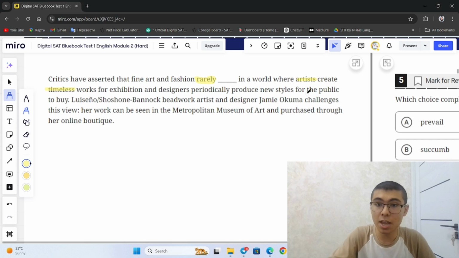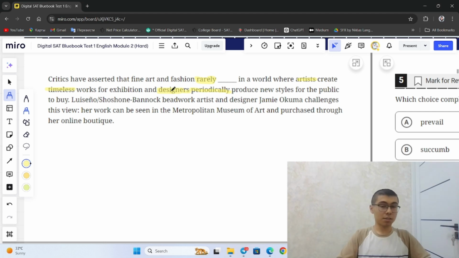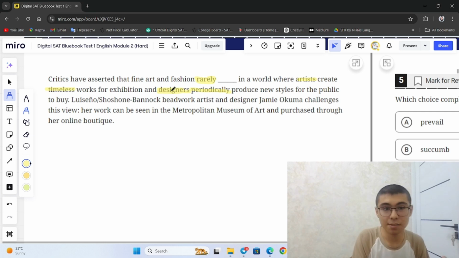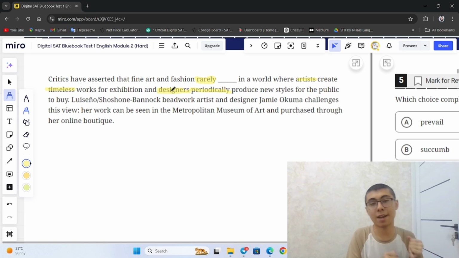And designers, on the other hand, produce periodically new styles. For example, the style that was trending in the 1900s is not a style that is trending now. So it's a complete contrast, right? Artists create timeless works, whereas designers produce styles that are periodical.